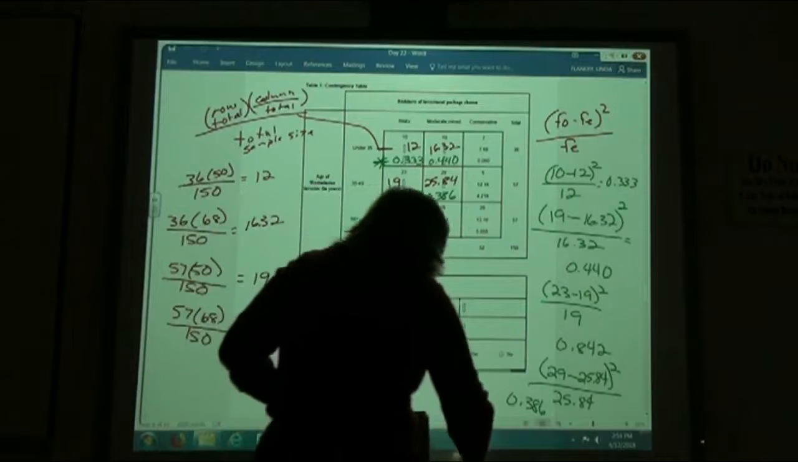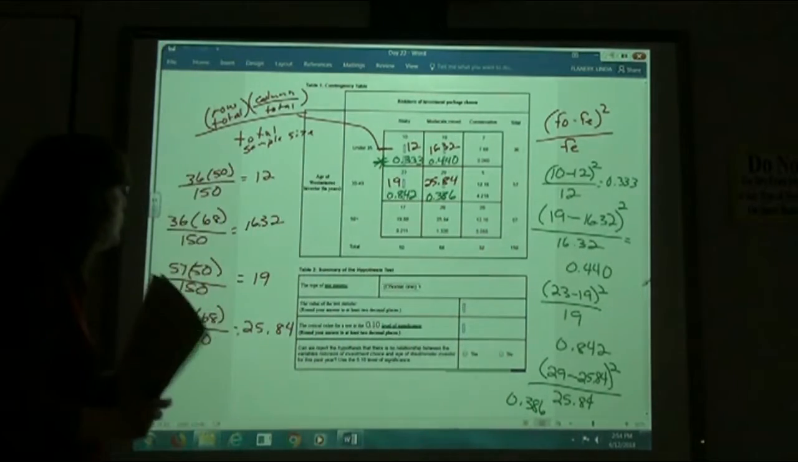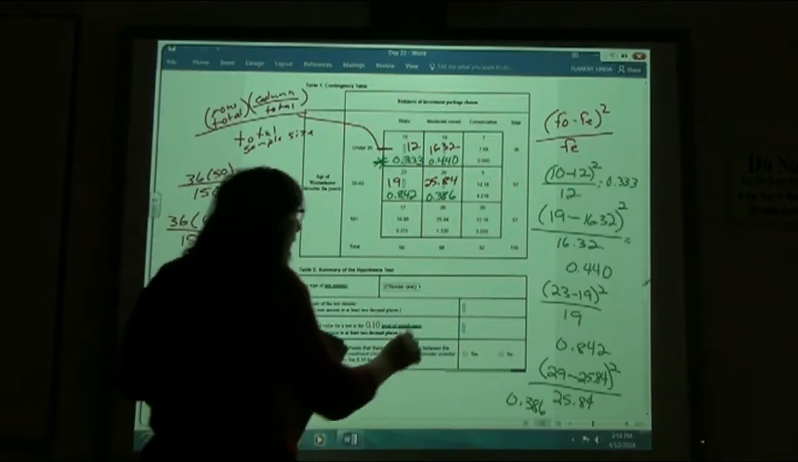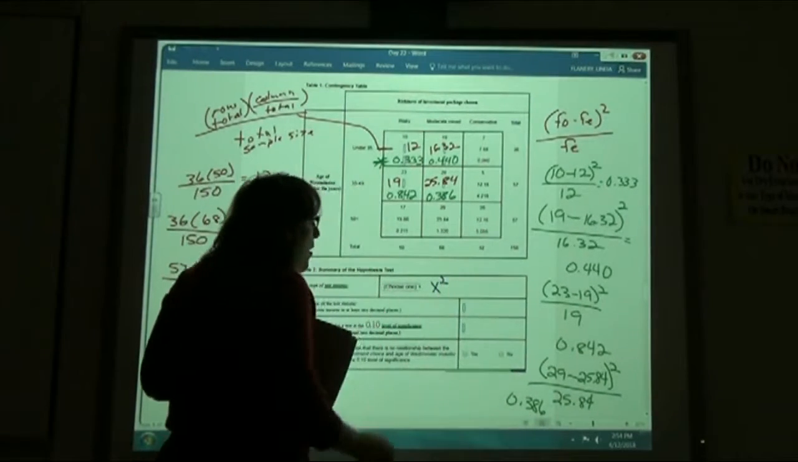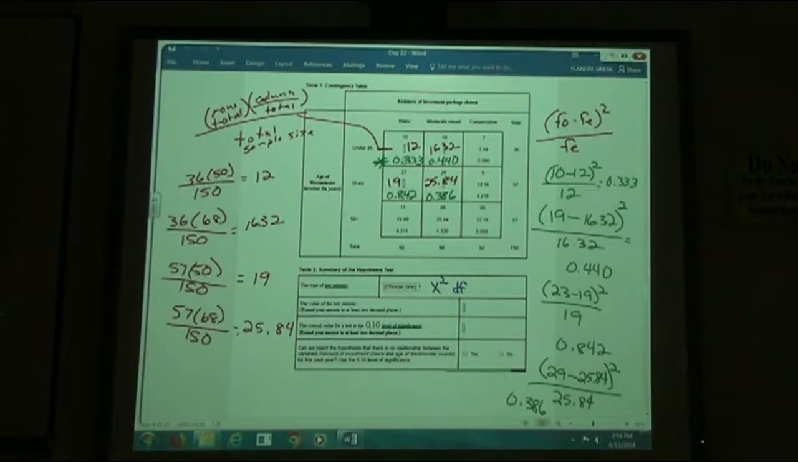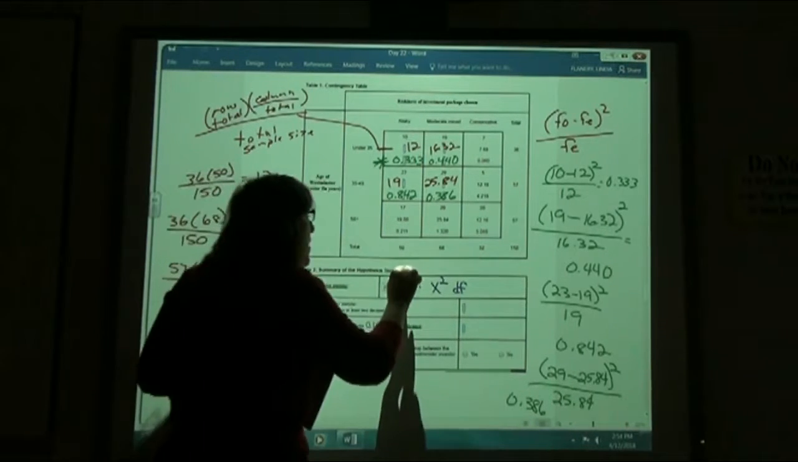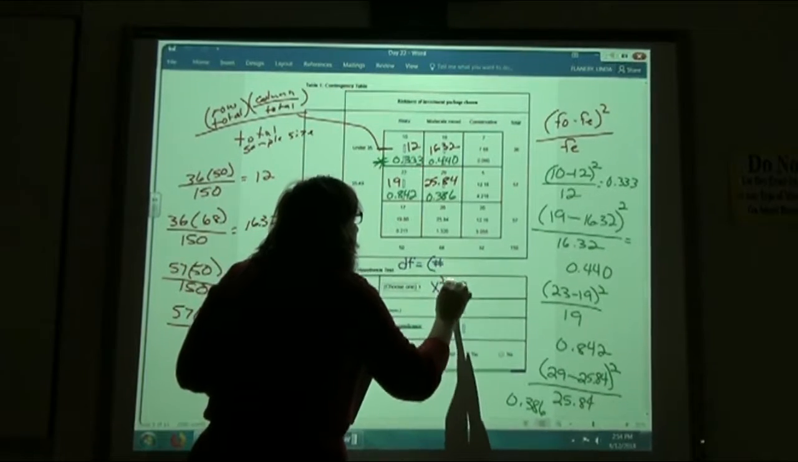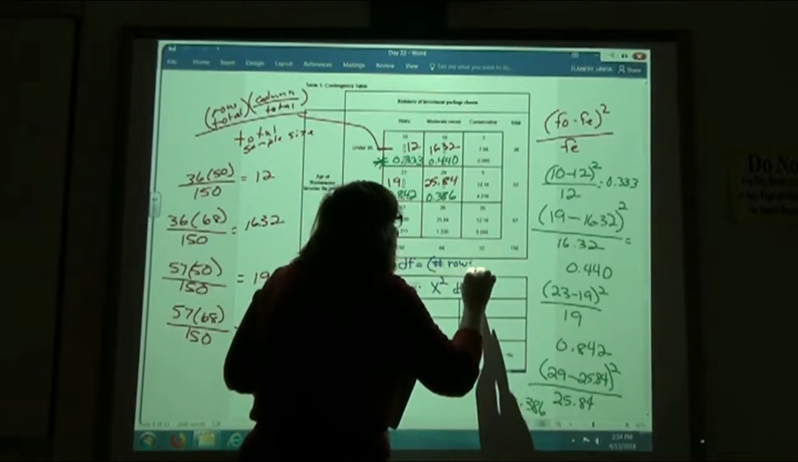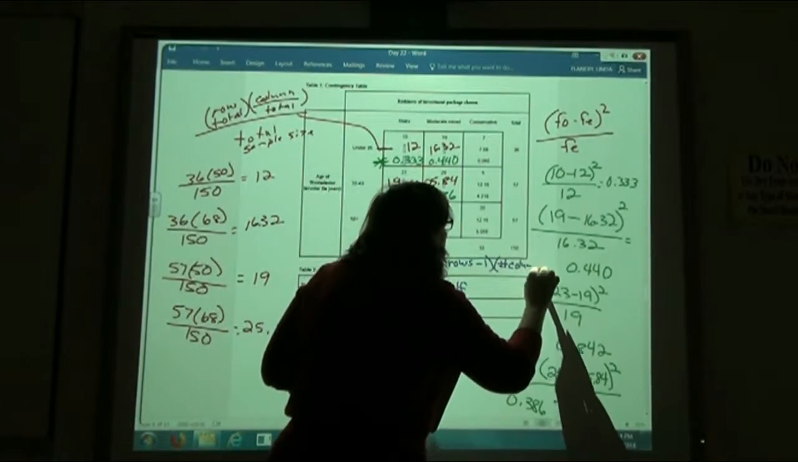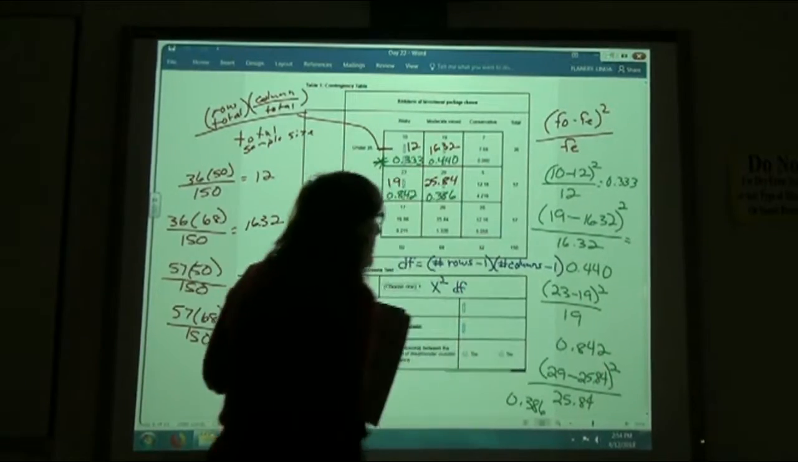Down on the bottom part then, on the second table, table 2, first of all, it's going to ask you what kind of test statistic you're going to have, and it's going to be chi squared. Also, every time we have chi squared, we have to have the degree of freedom. So, the degree of freedom, I'm going to write it up here, is the number of rows minus 1 times the number of columns minus 1.